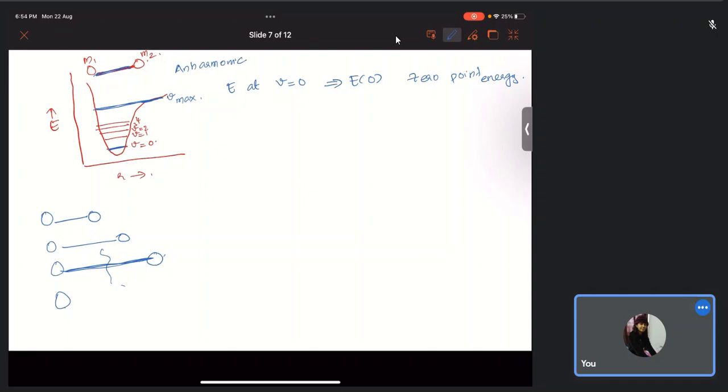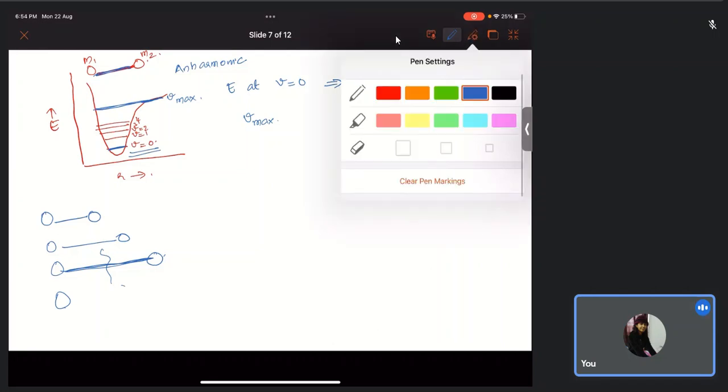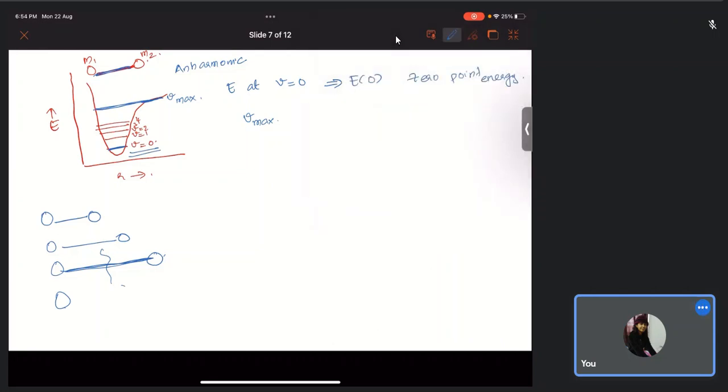So this V max calculation has been done in the class. I'll just give you a brief explanation of how the calculation is done. I won't be doing the calculation per se at this point of time. So basically, zero point energy, I already have defined what is zero point energy. Zero point energy is the energy of the molecule when V is equal to 0.